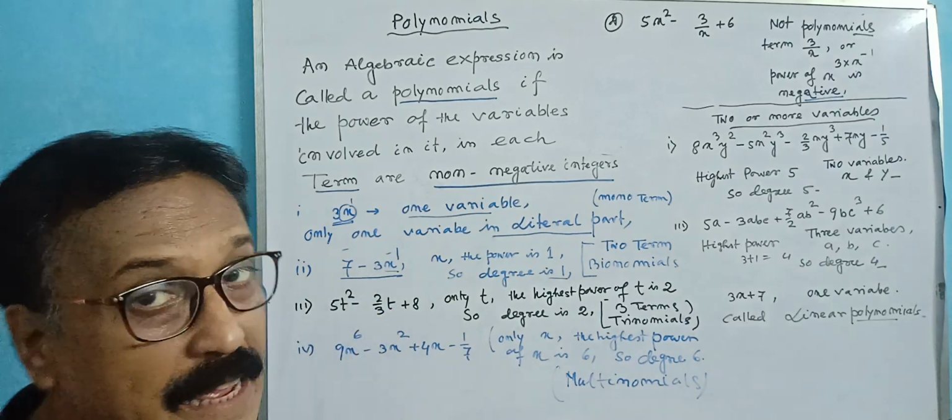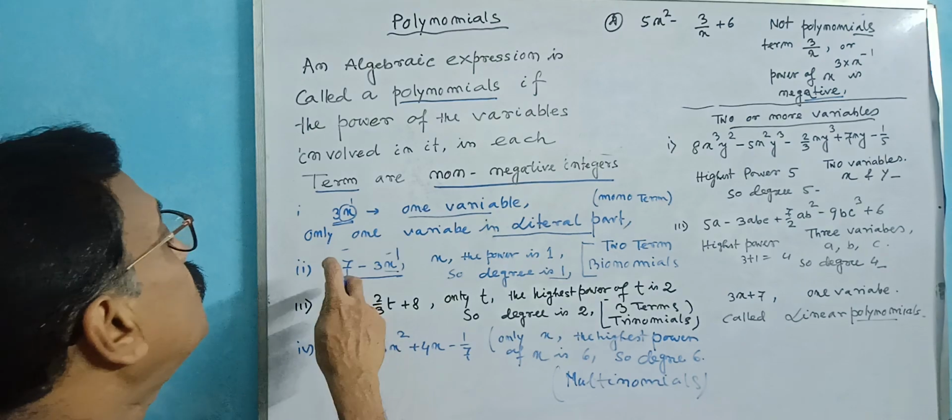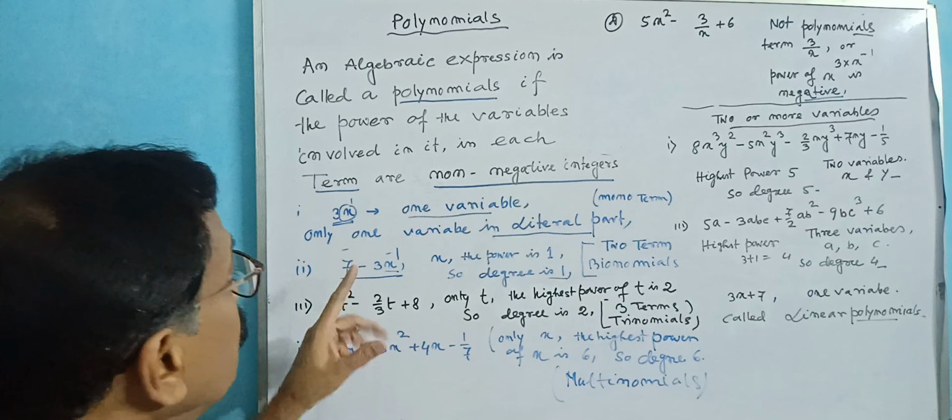7 minus 3x. তাহলে আমরা তিনটে জিনিস শিখছি. First one, this is an algebraic expression. This has two terms because 7 minus 3x has two terms. Is it a polynomial?